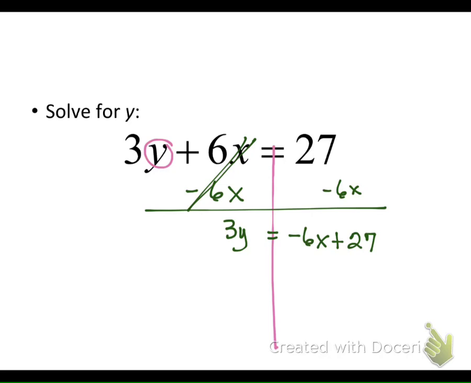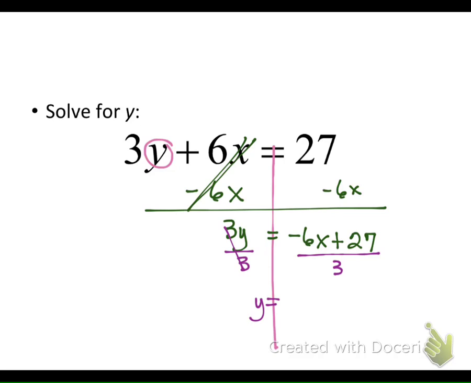Now, the y is still not by itself. So how do I get the y by itself? You gotta divide, simple. Divide by what? 3. So whatever I do on one side, I divide the whole entire side by 3. This is what we'll work up to, you guys. So don't get panicky. This is not what your quiz will be over tomorrow.